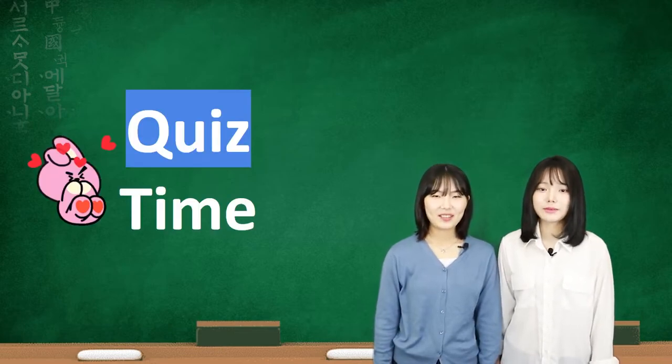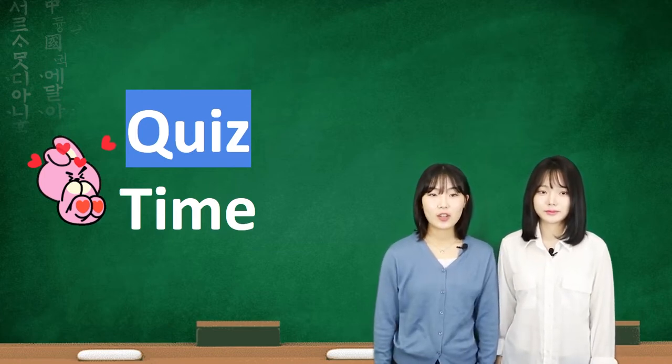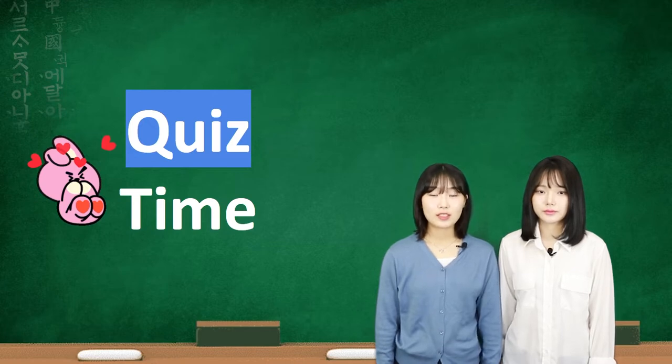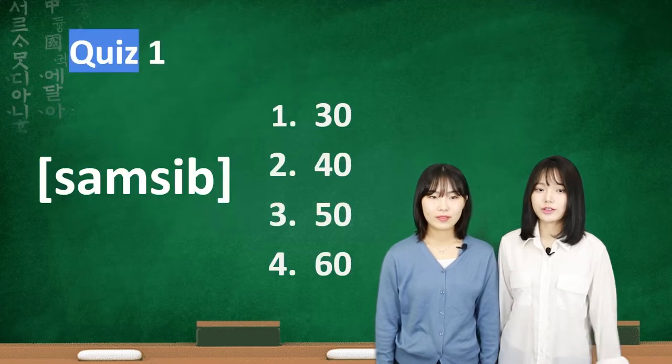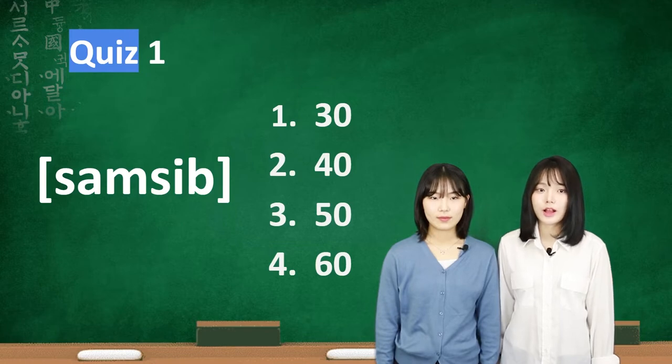Everyone, kids time is back. Let's check your understanding through the quiz. You have 6 quiz questions. Listen to the pronunciation and guess the number. Question 1. There are 4 options. Number 1, number 2, number 3, and number 4. 30. Which of the following is correct?